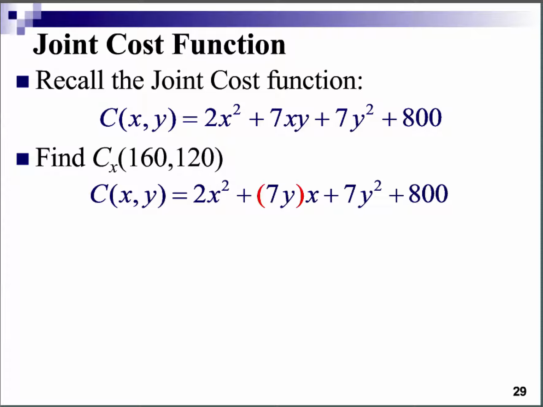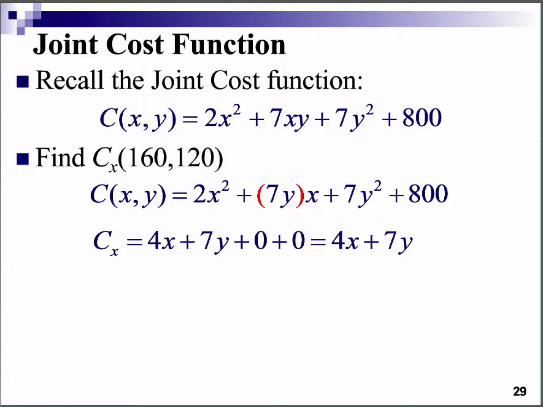The next thing is to actually take the partial derivative of each of those four terms. The derivative of 2x squared is 4x. The derivative of 7yx is the derivative of a constant times x, so its derivative is the constant 7y. The derivative of 7y squared is 0 because y is behaving like a constant when I take the partial with respect to x. And of course the derivative of 800 is 0 because 800 is a constant. So my partial with respect to x is the expression 4x plus 7y.